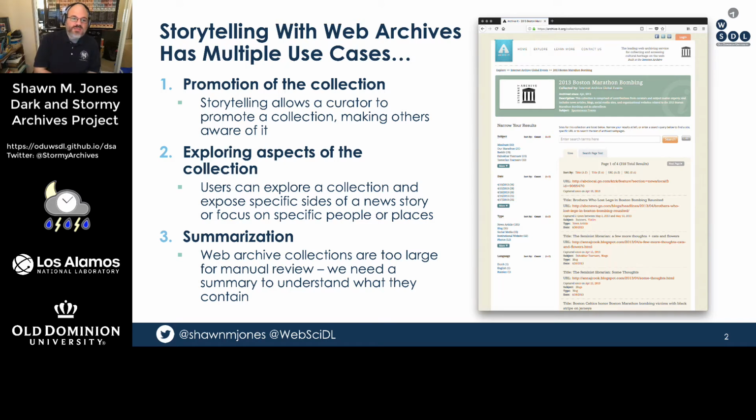And the third item is summarization. Web archive collections are too large for manual review. We need a summary to understand what they contain. And this is the topic of my PhD research. It's also something that is sorely needed because web archive collections consist of thousands, and in some cases, hundreds of thousands of documents. And they could be very unwieldy for an archivist, let alone someone who's coming in and looking at your collection from the outside.